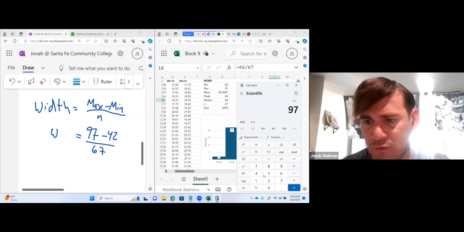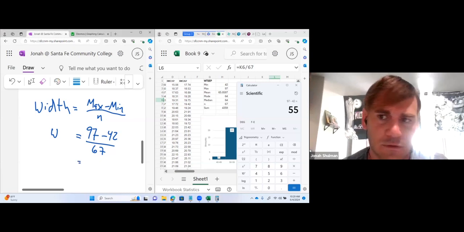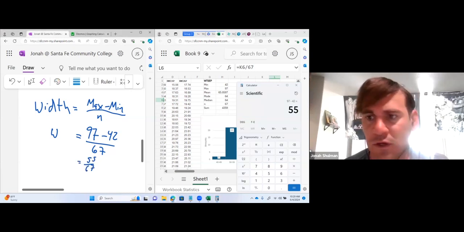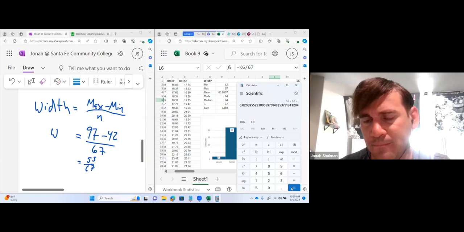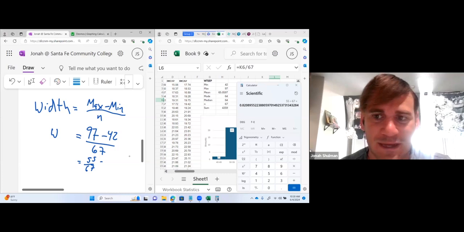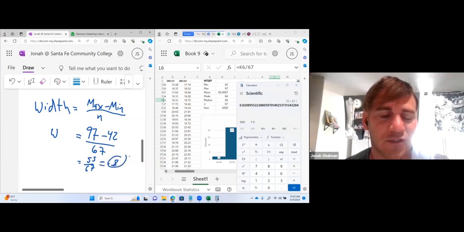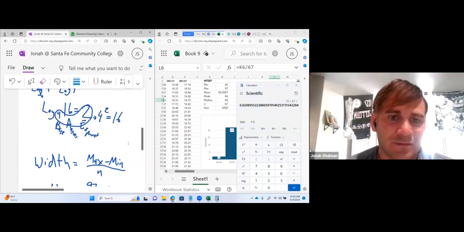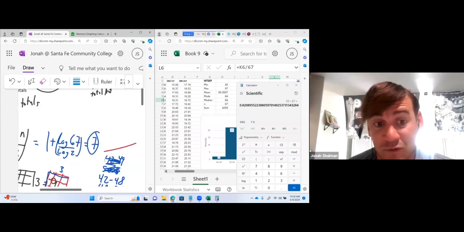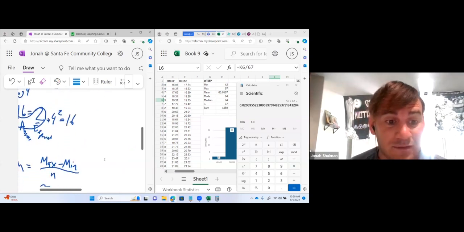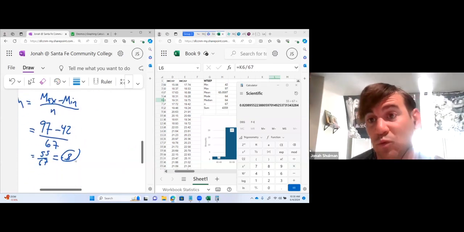97 minus 42. You always got to do the top first. So it's 55 divided by 67. See how off this is from the other one? They got 0.8. So their width is just supposed to be 0.8. And it's so different from the actual one, which I don't mind, but we can see that it should have been 7. And what did we get? We got 0.8.